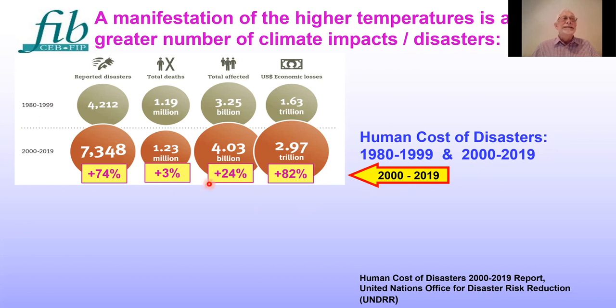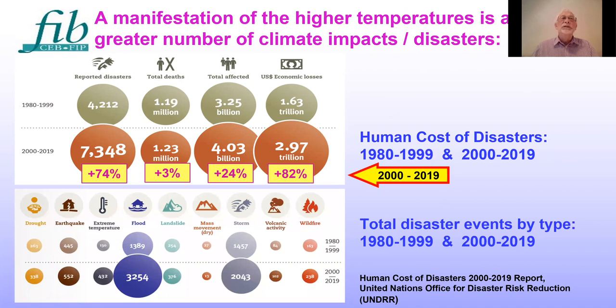In the latter study period, there's been an increase of 74% in the number of reported disasters, a 24% increase in the number of people affected to 4 billion, and economic losses have risen by 82% to almost $3 trillion in this 2-decade period.